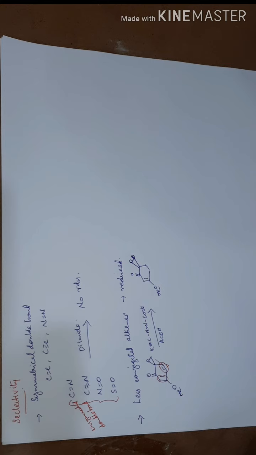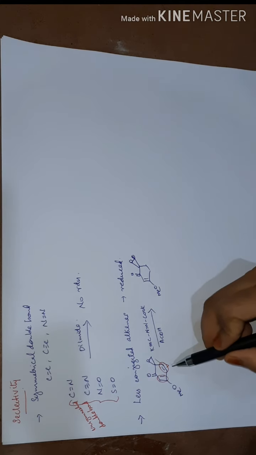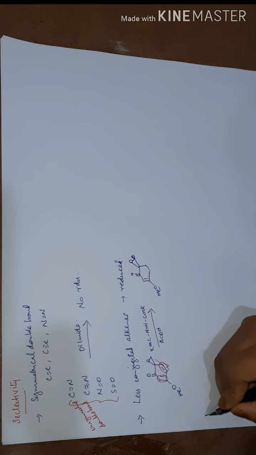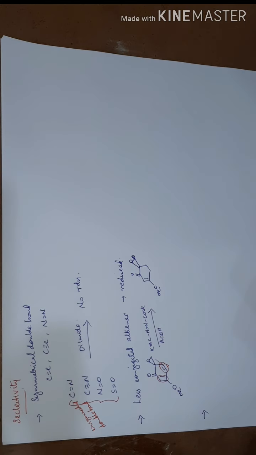This may be the product. That is, the less conjugated alkene is getting reduced. Then the next point is, if we are dealing with a compound having more substituents at the double bond, then comparing the double bonds by their substituents, the less substituted double bond is generally getting reduced.